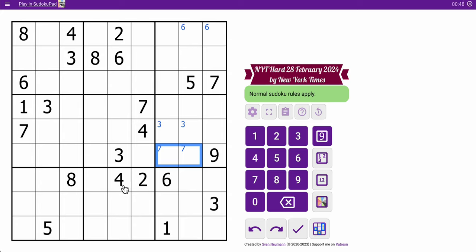I get nothing. Okay, what do I get in the middle rows? Any in the leftmost columns? This 3 and this 3 force a 3 in one of those two.